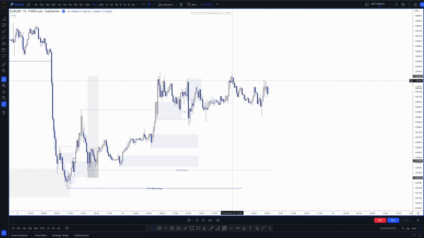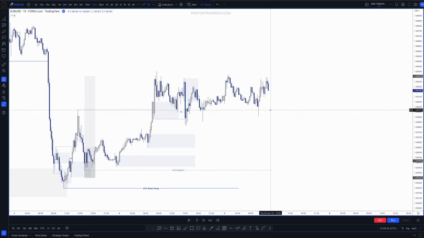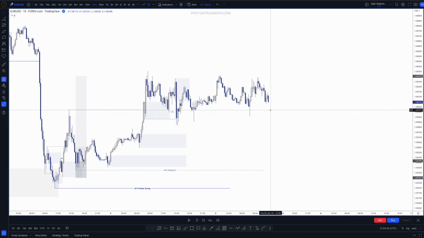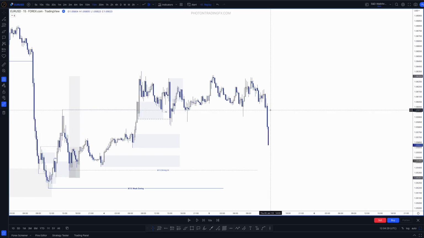There could be a short from the top of this range. You could try a long from the bottom, but I don't really know which way it's going to go. So why am I going to take it, okay? And just be patient. This is why I'm just waiting. Okay, now price is starting to break out.